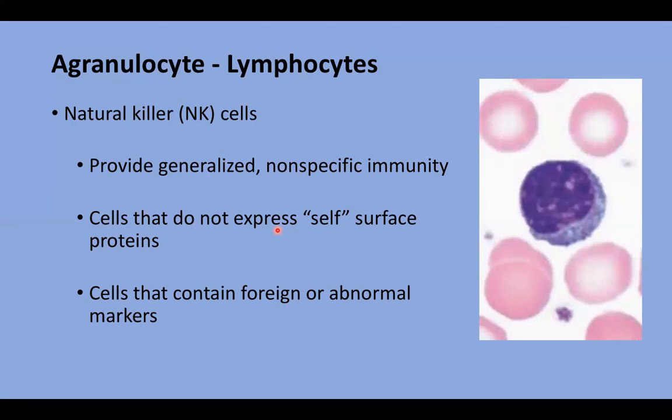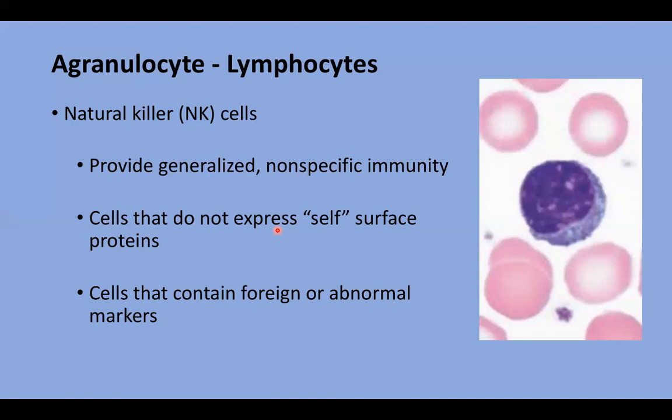Okay, so the natural killer cells, basically, they're just going to roam around the body, and any cell that they come in contact with that does not have this self-surface name tag on it, they're going to immediately take it out of commission. So any kind of cell that contains foreign or abnormal markers is going to be taken out.